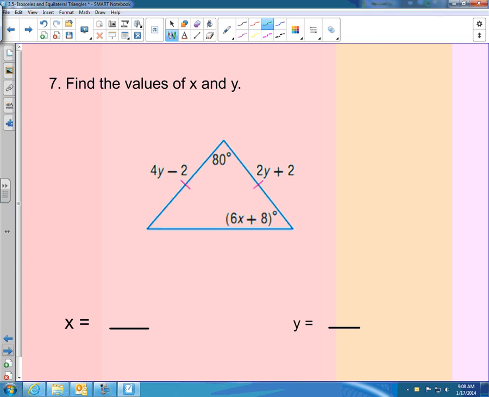And then our last one, find the values of x and y. Notice here that our two sides are congruent. So our angles here and here are congruent, but we don't know anything about this missing angle here. So I want you to figure out, well, what's the measure for this angle? You can find the degree measure for that based on the information you're given.